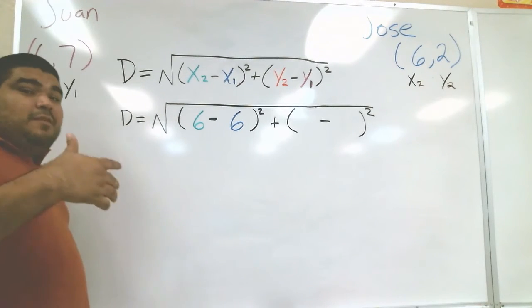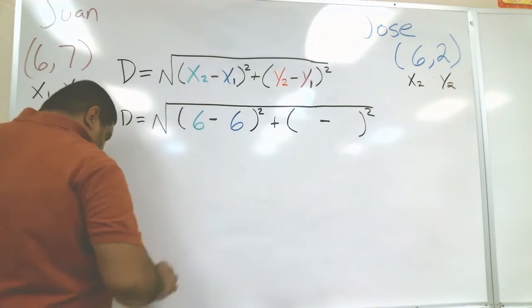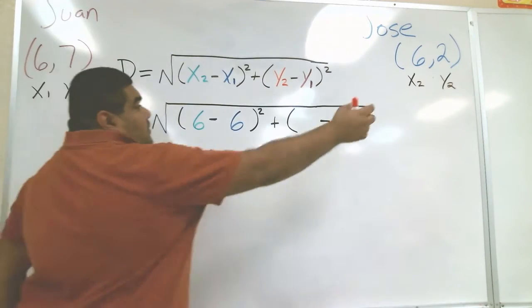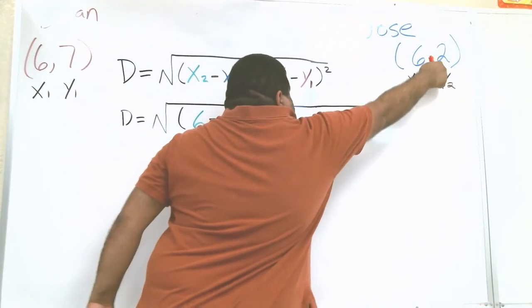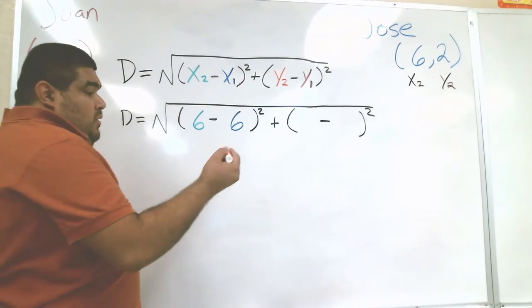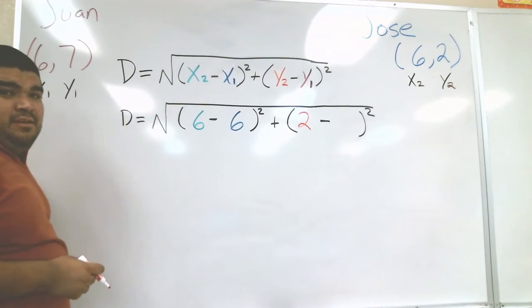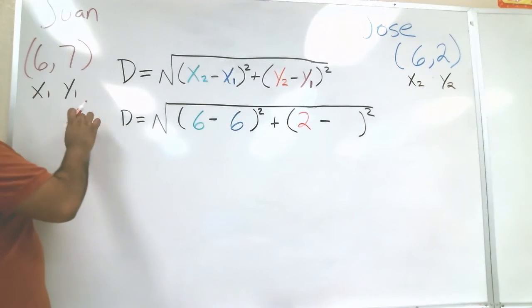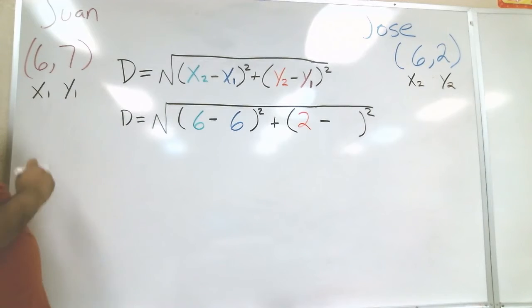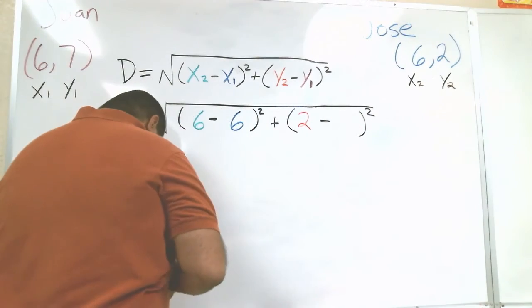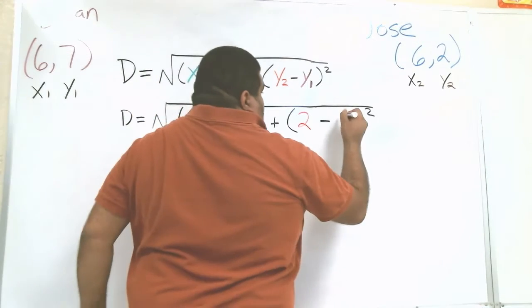Now we do the same thing for the y. So remember, we were looking for y2, which in this case is in our second set, right? Which is the 2. So we have 2 minus y1, which in this case is 7. All right. So we'll do it in the color it's supposed to be, which is 7.